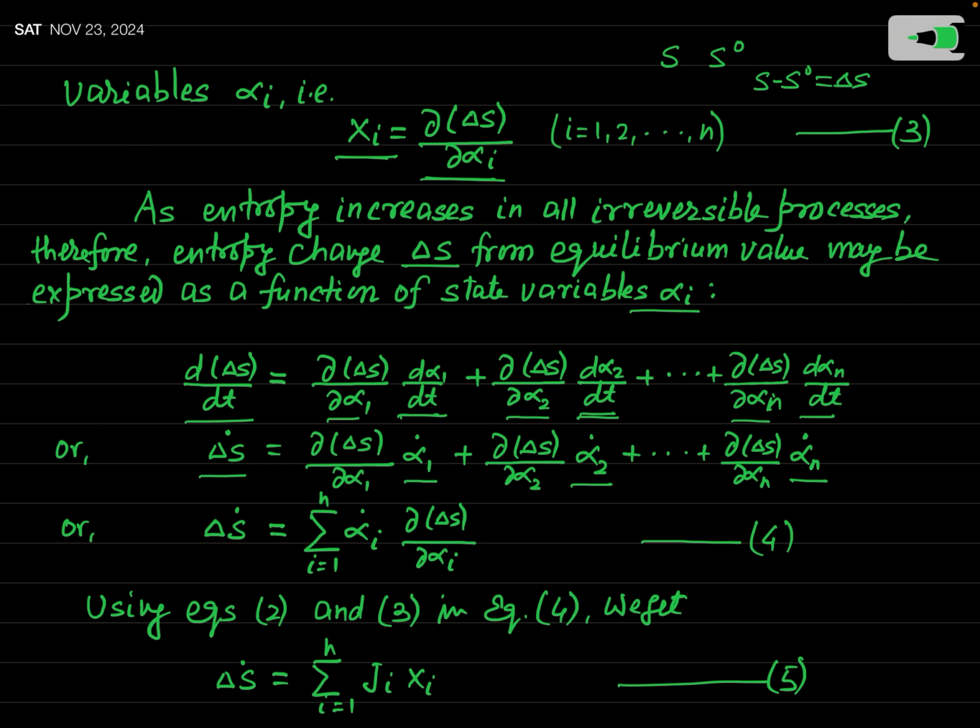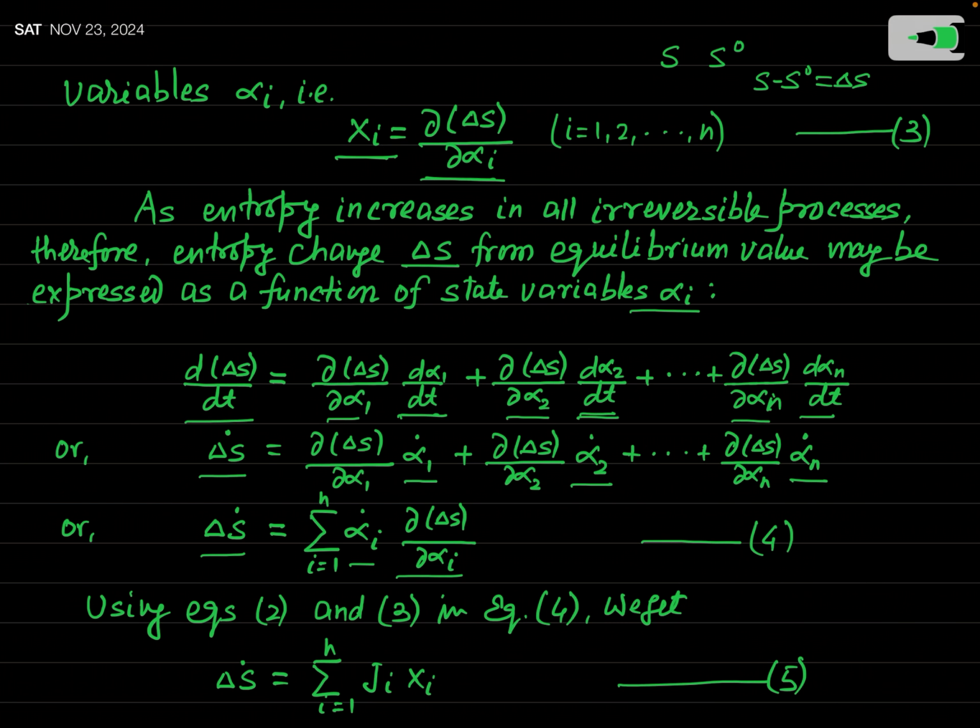So in brief, you can write this expression in this manner: delta S dot equals summation over i of alpha i dot times del delta S by del alpha i, where i runs from 1 to n. Okay.